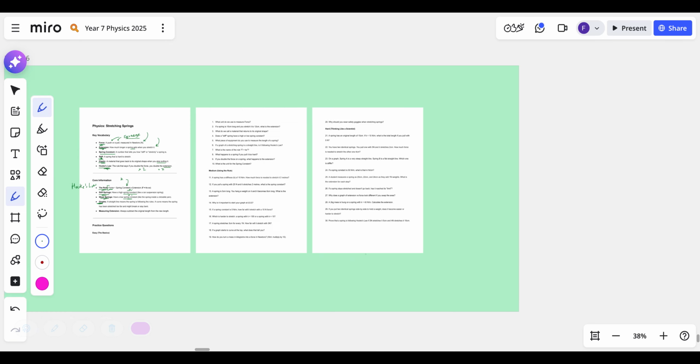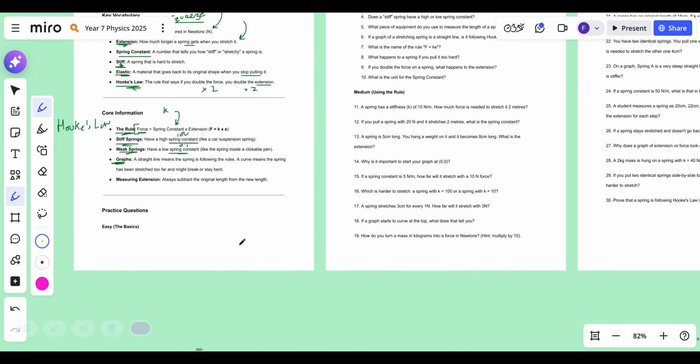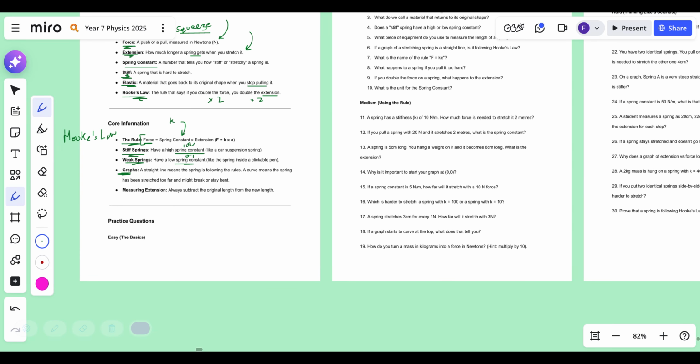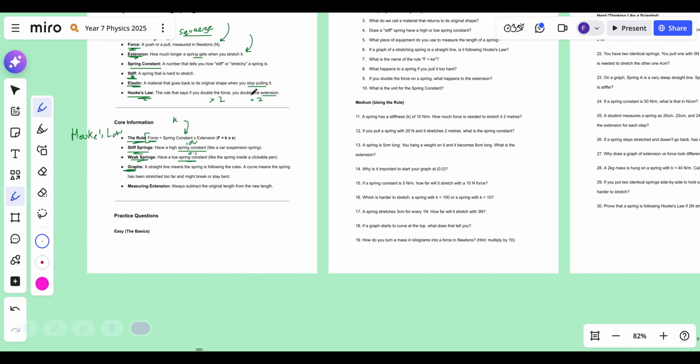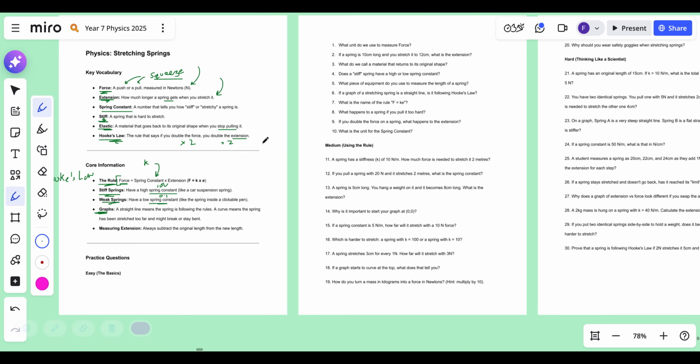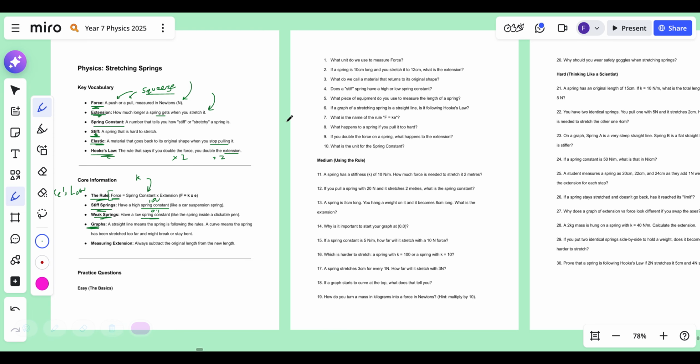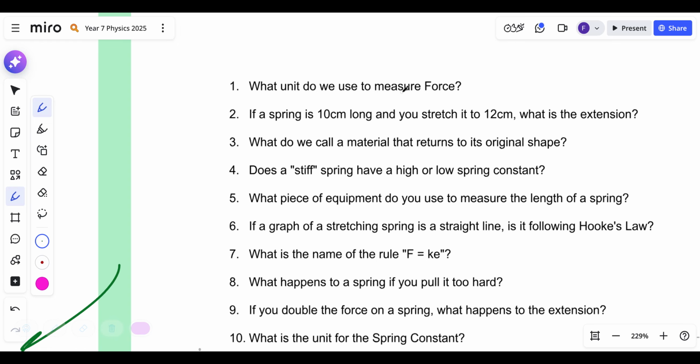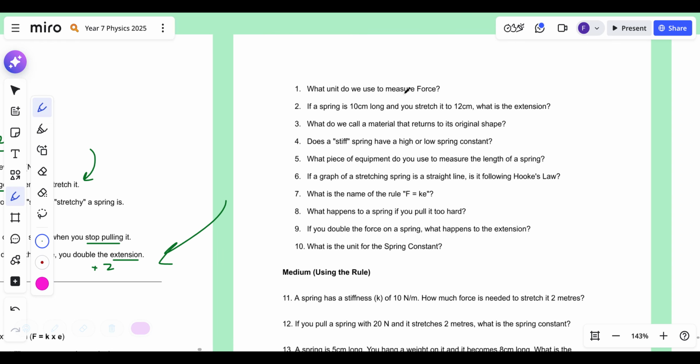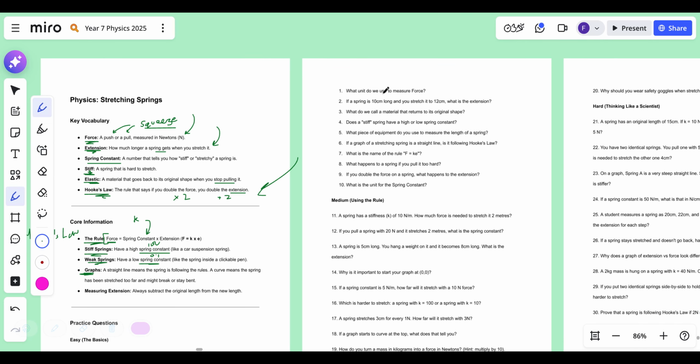Now, as per usual, I'm going to put this in the drive. The first 10 questions are based on the information I've just said. And I'm going to go through them, the easy ones. It's based on everything here. All right. What unit do we measure force in? That's the Newton, it's the first one.